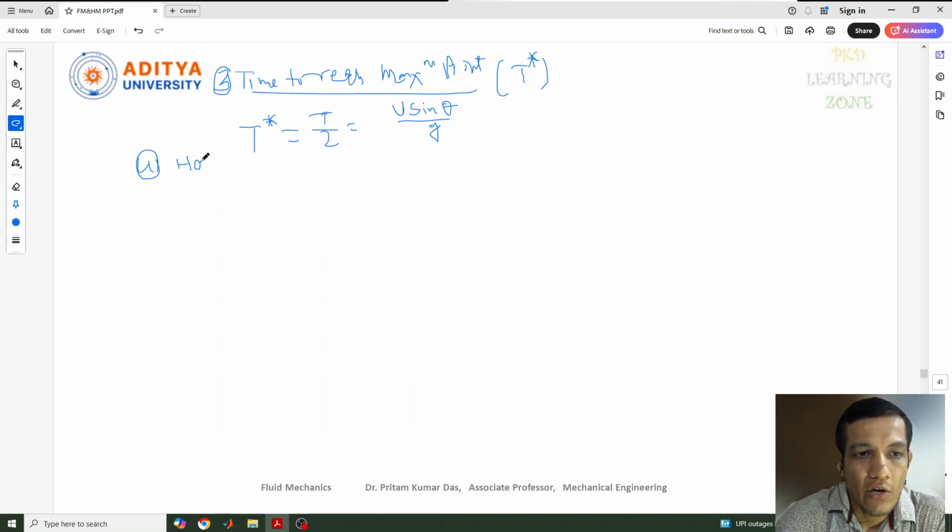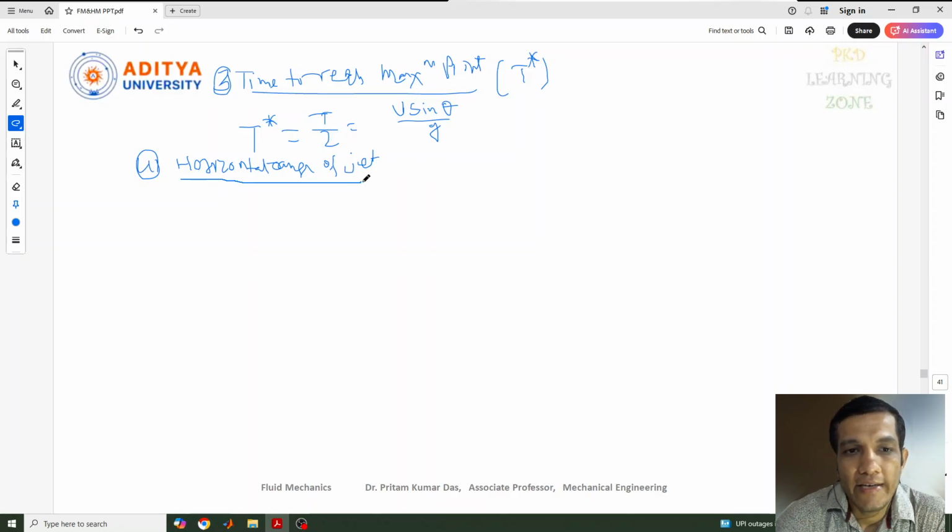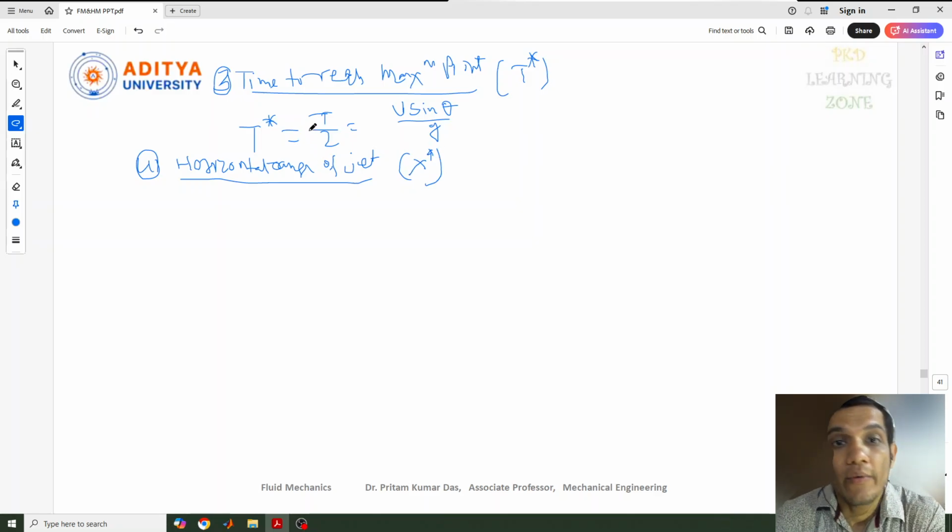Now the next point is, we'll find out what is the horizontal range of the jet. Horizontal distance we have already taken as the x value. So here we will take x star. This x star is nothing but the total horizontal distance traveled by the fluid particles.